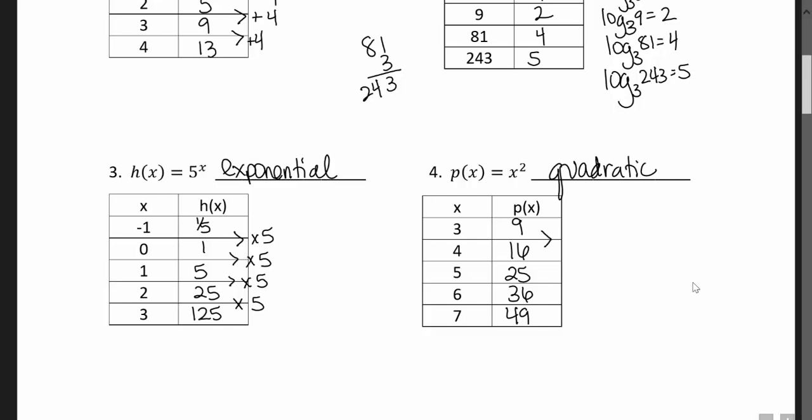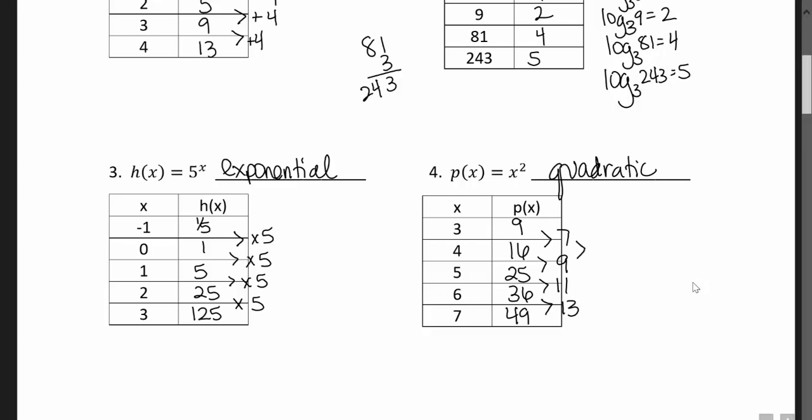Here we are adding. Let's see, 9 plus what is 16? 9 plus 7. 16 plus what is 25? 9. 25 plus what is 36? 11. And then 13. So it's not linear because it doesn't have a constant rate.